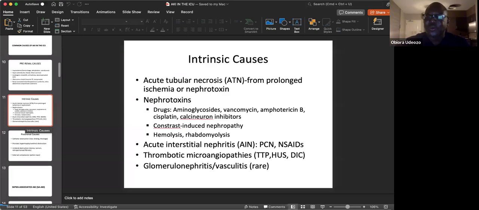The case 2-3 weeks ago, your vasculitis, like glomerulonephritis. Very rare though.